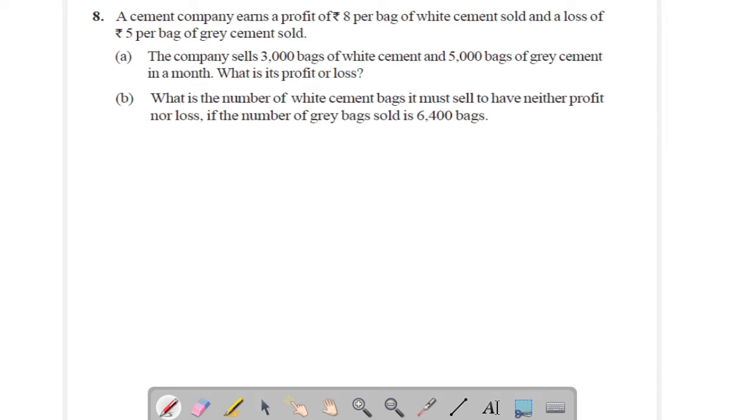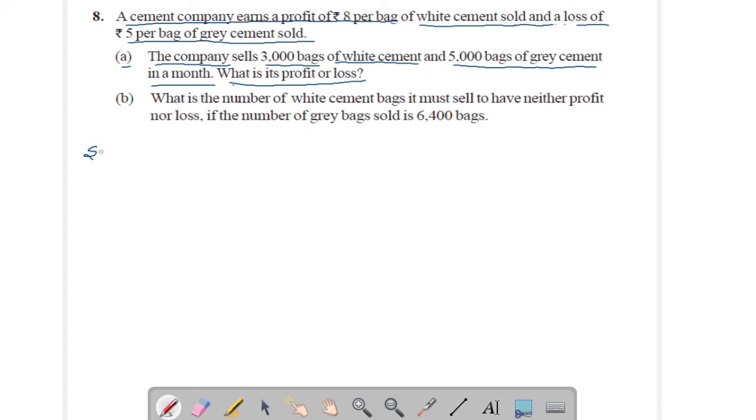Now come to question number 8. A cement company earns a profit of rupees 8 per bag of white cement sold and a loss of rupees 5 per bag of grey cement sold. Now A part. The company sells 3000 bags of white cement and 500 bags of grey cement in a month. What is its profit or loss?